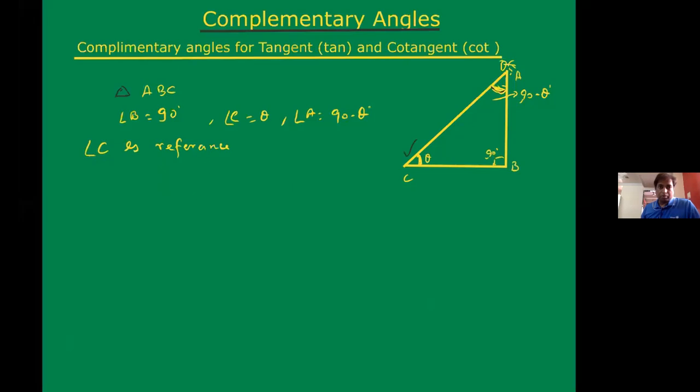In a similar way we'll talk about tan theta and cot theta, and how they are complementary with each other, when we take tan theta with one acute angle and cot theta with the other acute angle. Now if I take angle C as the reference, my BC line will be adjacent to the angle, so BC will become the base, AB will become the perpendicular and AC will become the hypotenuse.